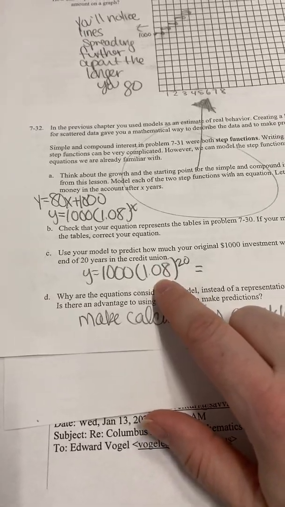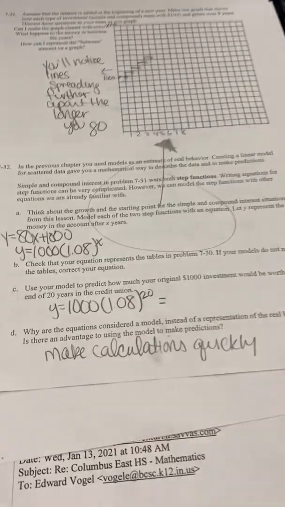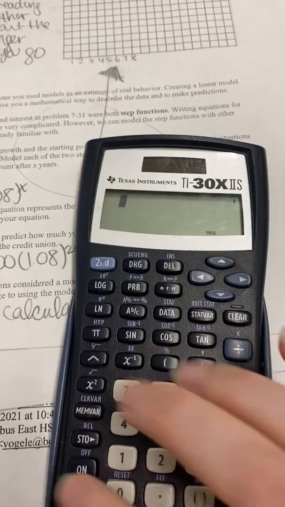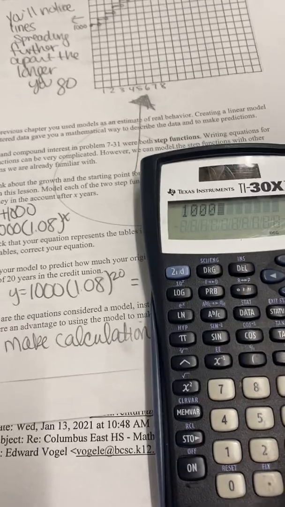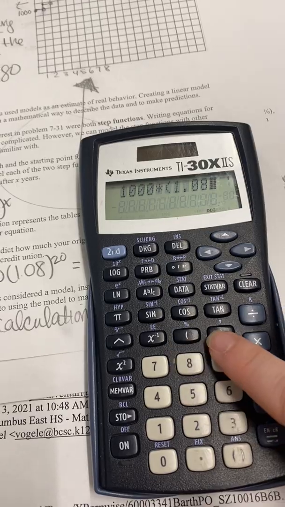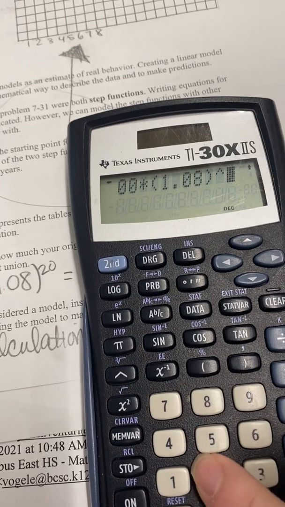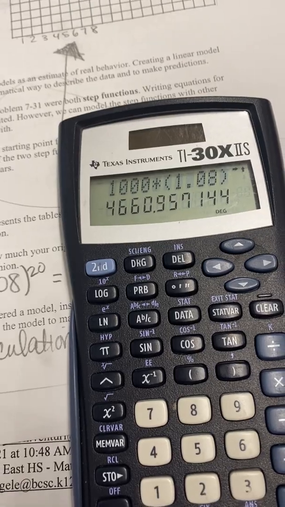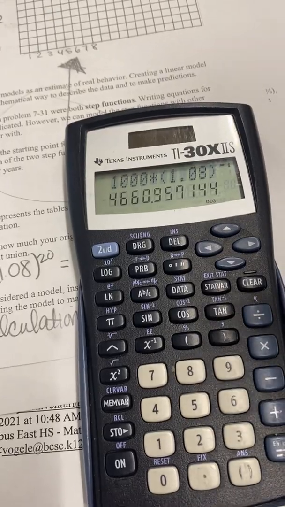But I do want to go through this. It says use your model to predict how much your original $1,000 investment would have at the end of 20 years. So I want to show you how to type this in your calculator because it would take forever for you to continue to create a table. So if you have one of these calculators, you can go ahead and put 1,000 times 1.08, put that in parentheses, and then the caret button is the exponent, and you would type in 20. And that would tell you at the end of the 20 years, you have $4,660.96.